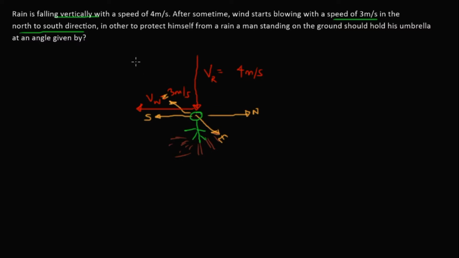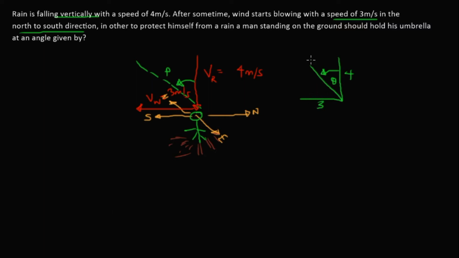In order to protect himself, he would set the umbrella in this direction, in a direction that is the resultant of both vectors. So let's say this is P, and then the angle will be towards this side from the vertical, from the rain. Okay, in order to do this, we can bring out the diagram. So let's say this is angle theta, and then this is 4 and this is 3.